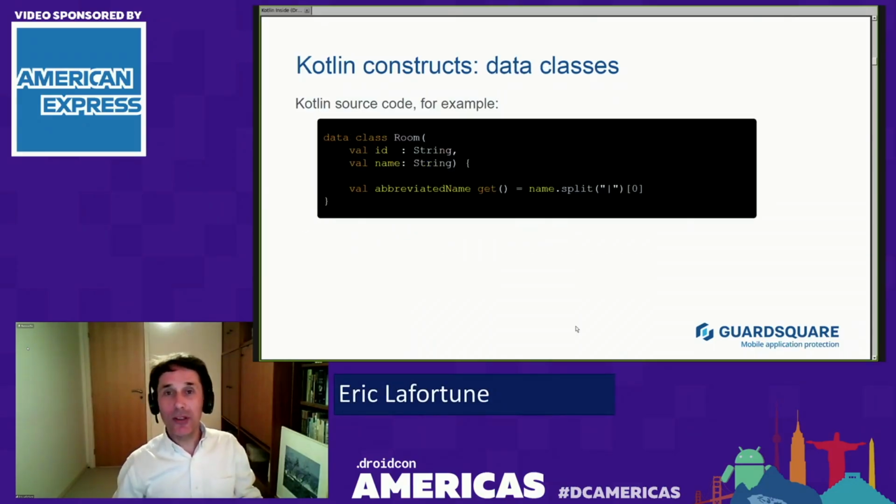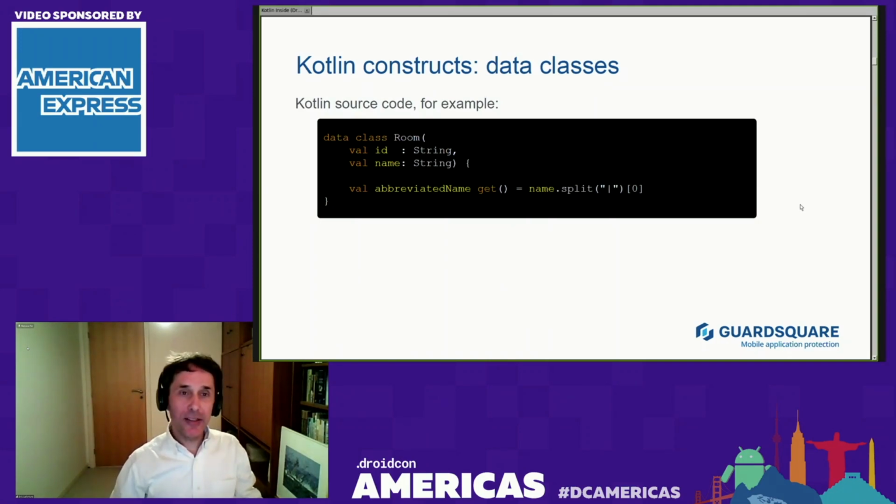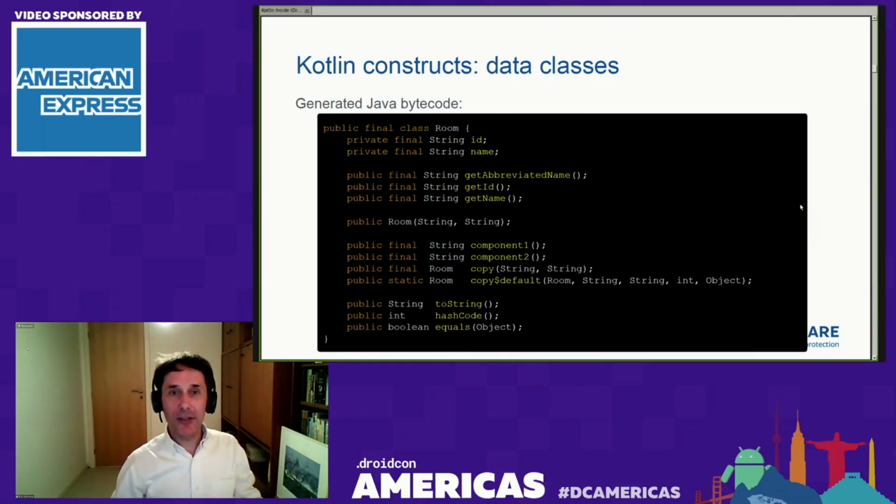Then moving on to another very common construct in Kotlin, data classes. These are classes that allow you to very compactly write something to represent data. In this case, the application contained a room class that has two properties, ID and name, both strings, and a derived property that is an abbreviated name. As documented in the Kotlin documentation, this is of course expanded to more elaborate Java bytecode.